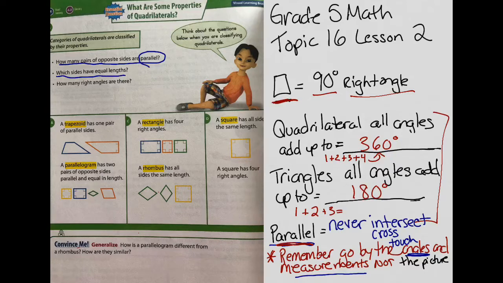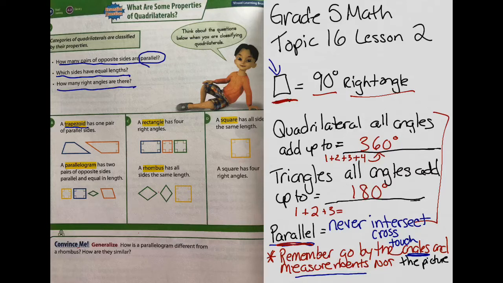Which sides have equal lengths? We looked at that with triangles too. And how many right angles there are. And we reviewed that as well, and it was similar in triangles. It's going to still be that box that's going to represent 90 degrees. So let's look at some shapes.